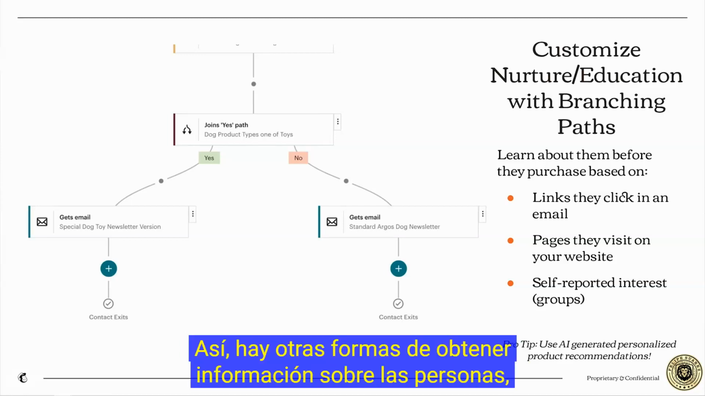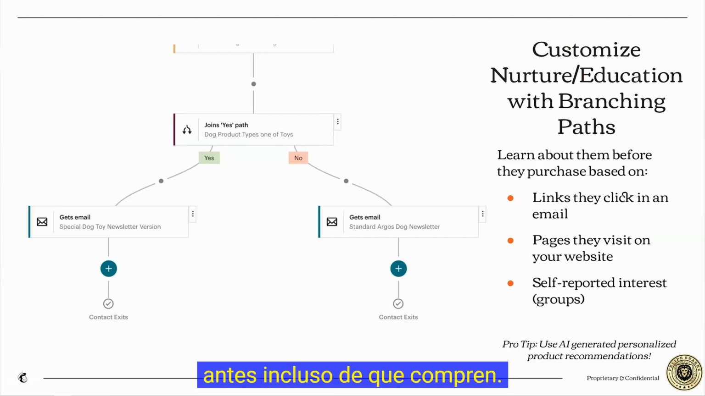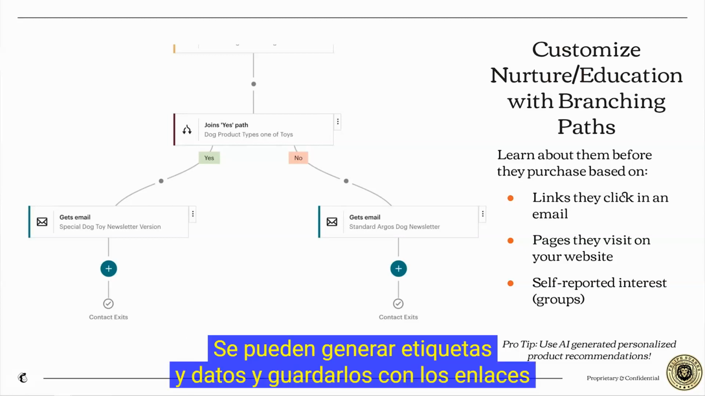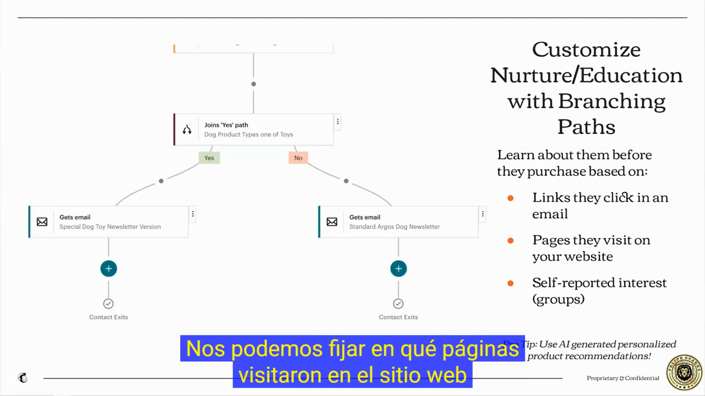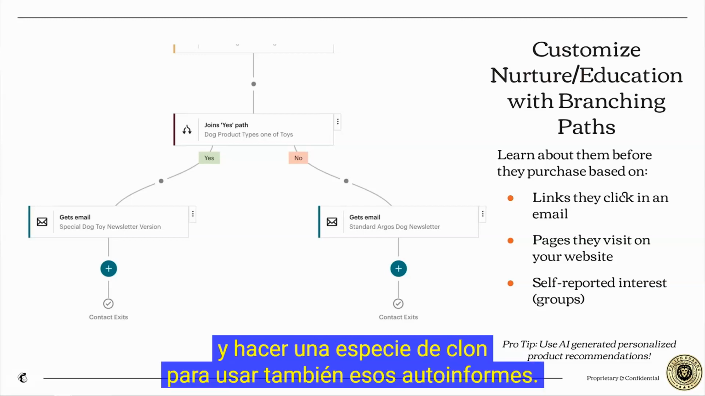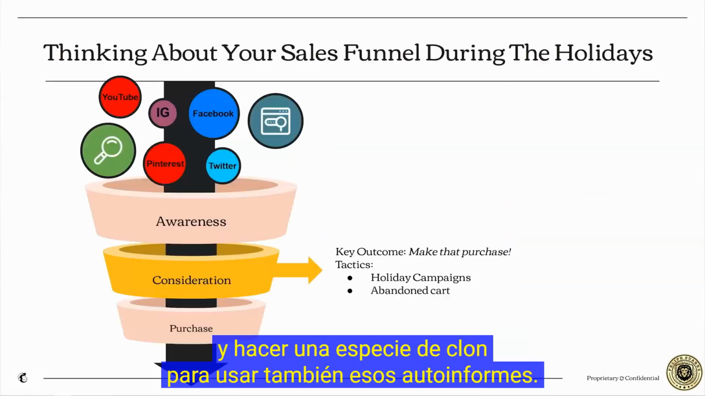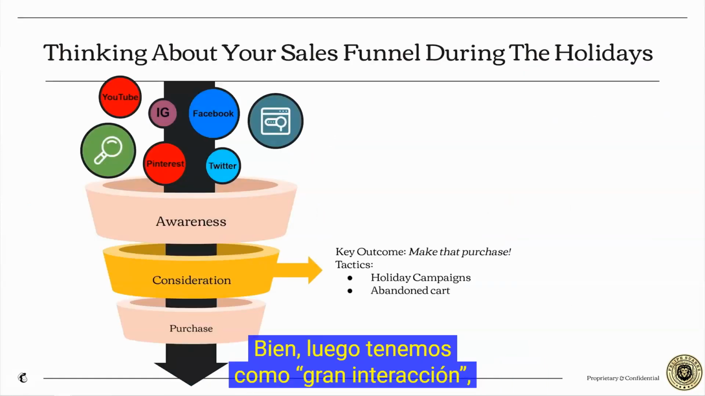There are other ways you can capture information about people before they've even made a purchase. You can generate tags and data that you store around the links they've clicked in the emails you've sent them. You can pay attention to which pages they've visited on your website, and then do what Argos did and use that self-report data too.